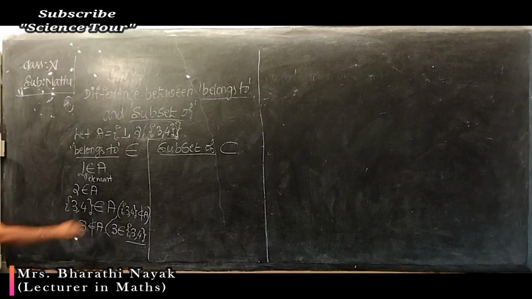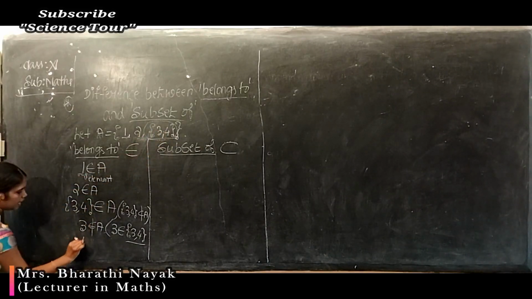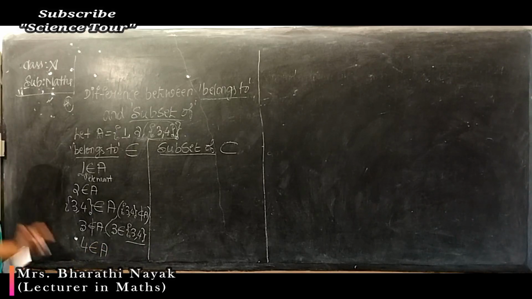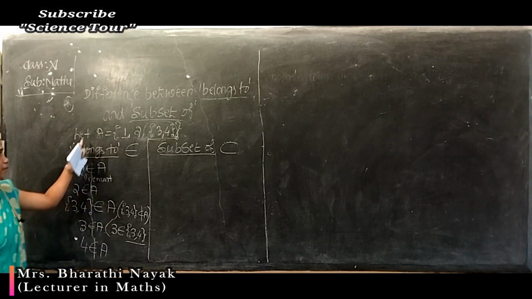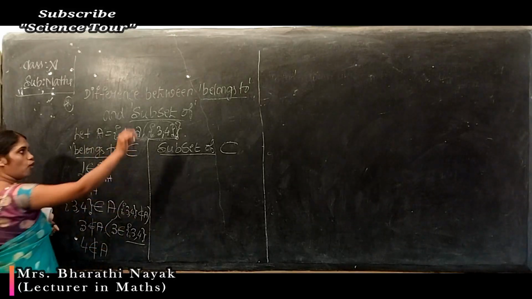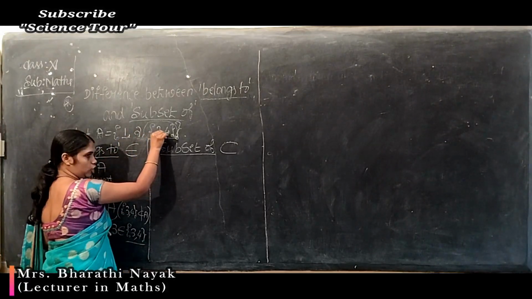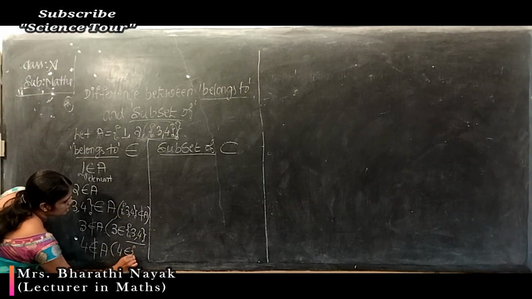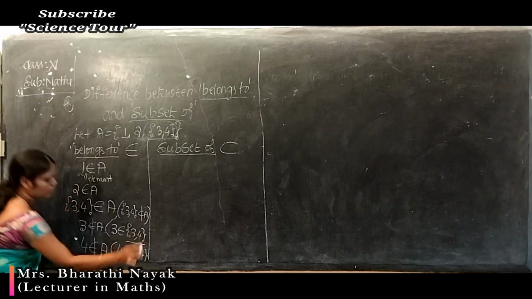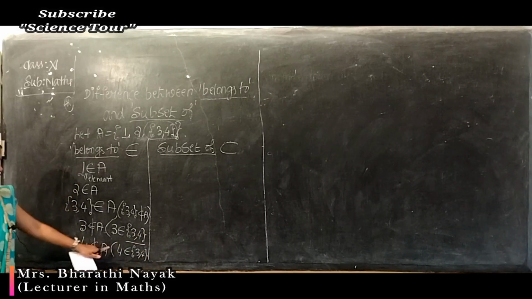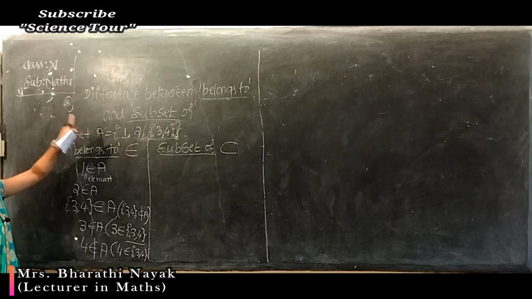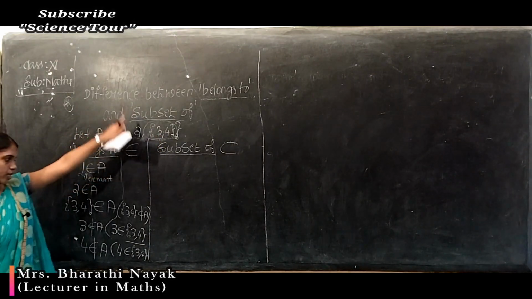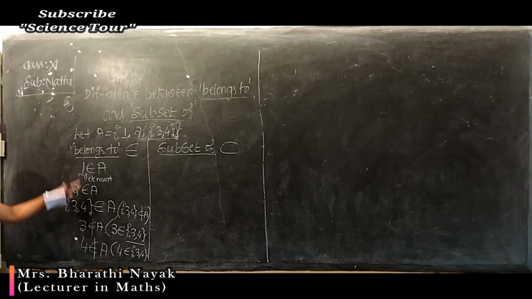Next, one more element I'll consider: 4. Can you say 4 belongs to A? Never. 4 is not an element of A, but 4 belongs to the set containing 3 comma 4. Understood? 4 is not an element of set A, but 4 belongs to the set {3, 4}. I hope you understood belongs to.